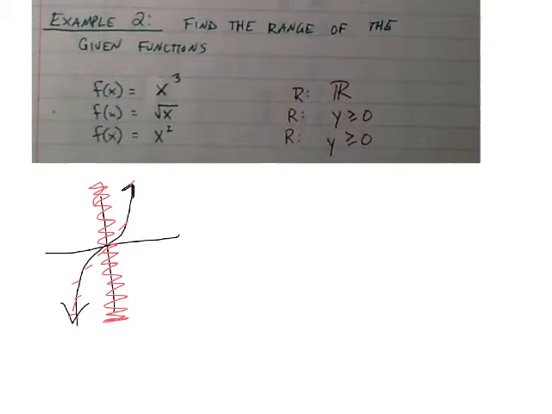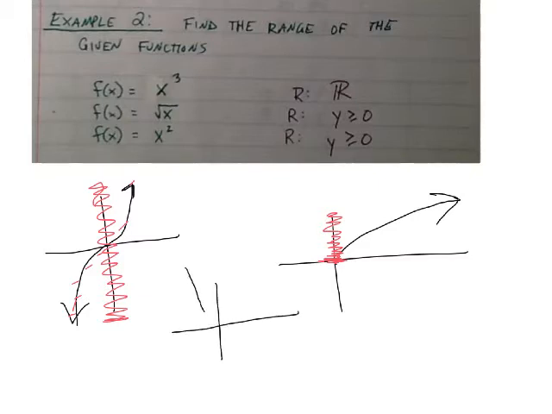Whereas if we took a look at our second graph, the square root of x, the only spot that it exists is when y is 0 or greater. And finally, the last one here, x squared, looks like that roughly, and that's another case where you only have y values from 0 and greater. So a few more examples on the next slide.